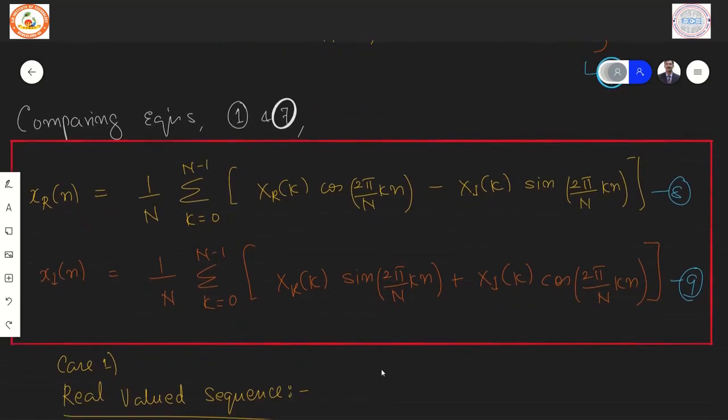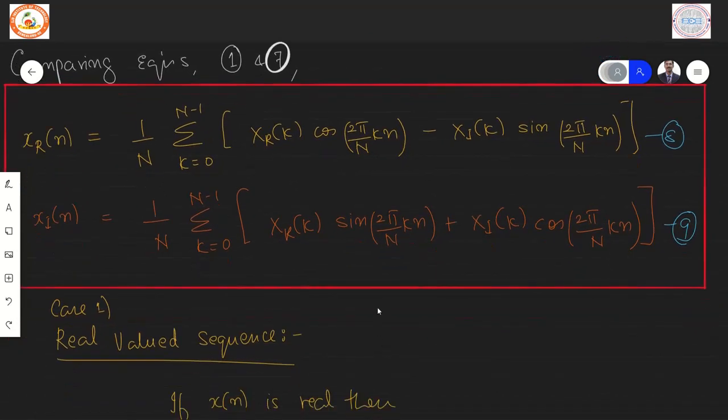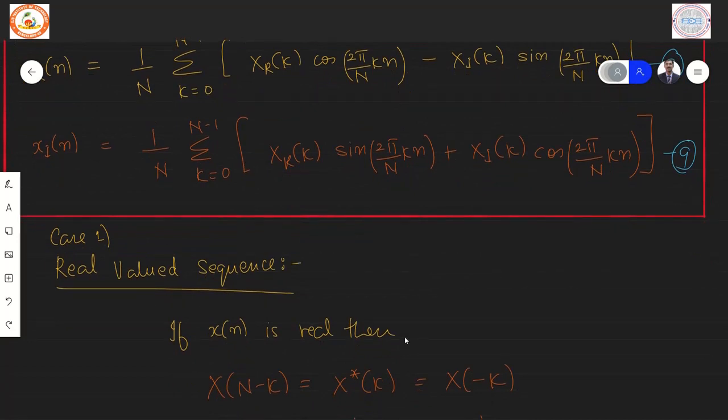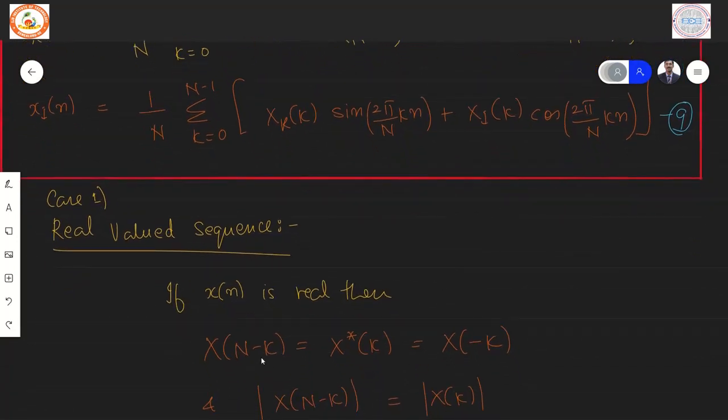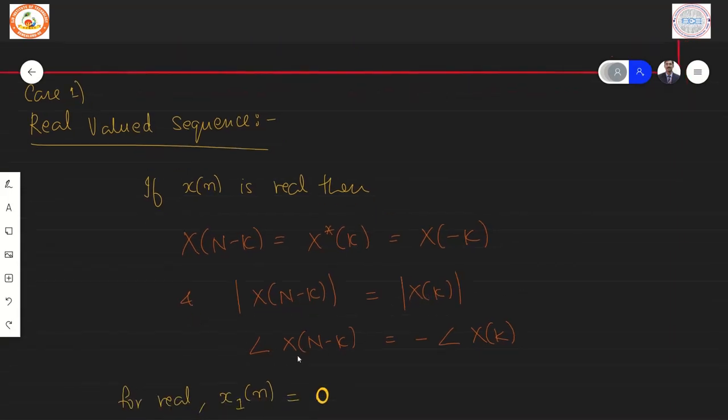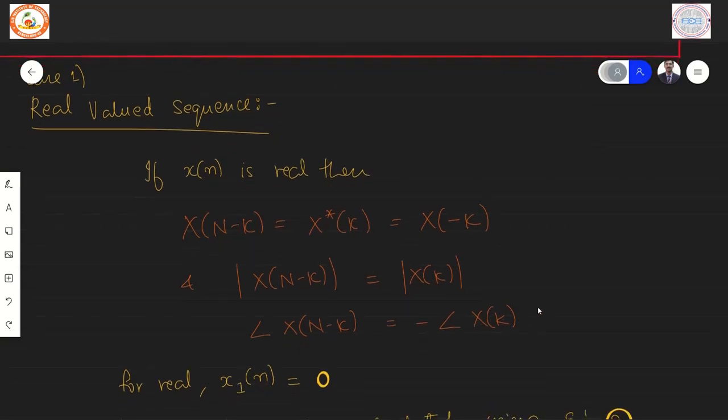Let us now discuss the various cases. In case 1, we assume that the input is a real valued sequence. We are aware that when the input x of n is real, the sequence exhibits conjugate symmetry, that is x of N minus k is equal to x conjugate of k. And when you apply the magnitude, the magnitude of x of N minus k is the same as x of k, and the phase angle, angle of x of N minus k, is equal to negative of angle of x of k. So this is the property exhibited by a real valued sequence.